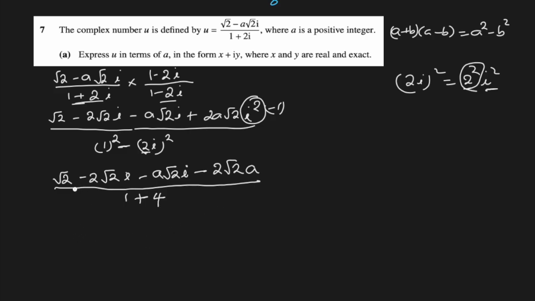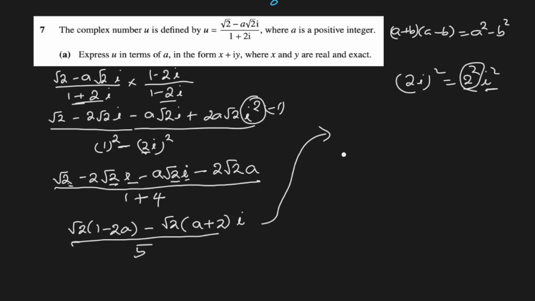Okay. Can we take something common here in this and this? Yes, we can. So square root 2 taken common from this and this, it becomes 1 minus 2a. Square root 2 also can be taken common from this, so minus square root 2 and i, and we'll be left with a plus 2. Okay, so let's complete it here. Divide by 5.